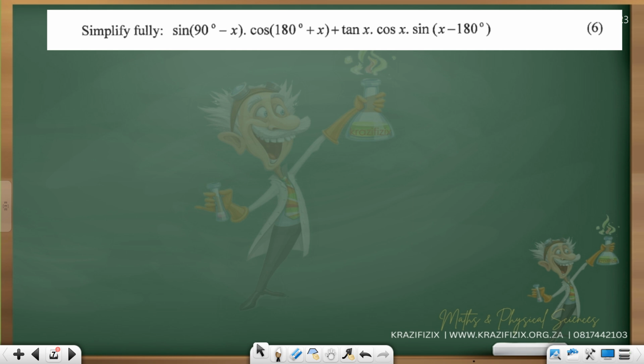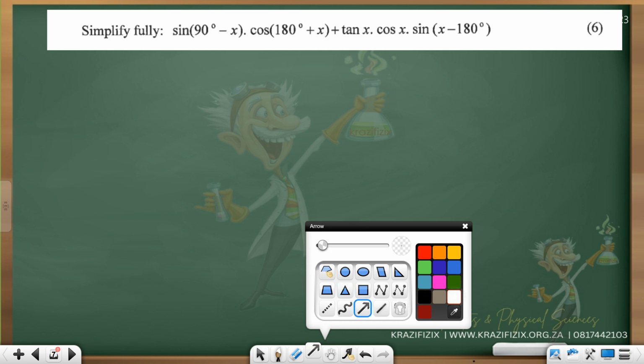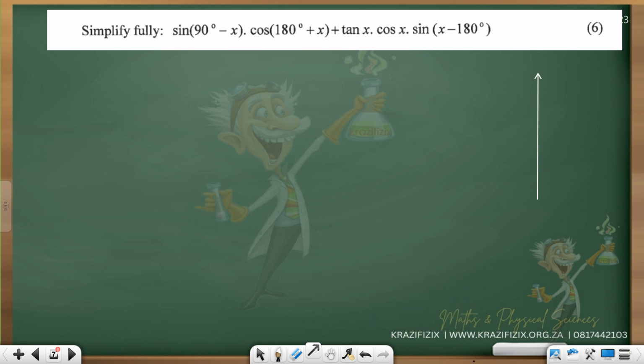Sine 90. Please follow exactly what I do. I want you to see how many seconds it will take me to get an answer. Sine of 90 minus x. 90, I am nodding my head.